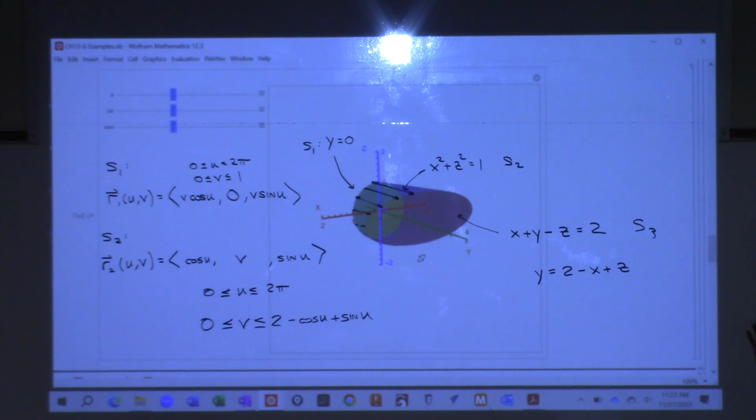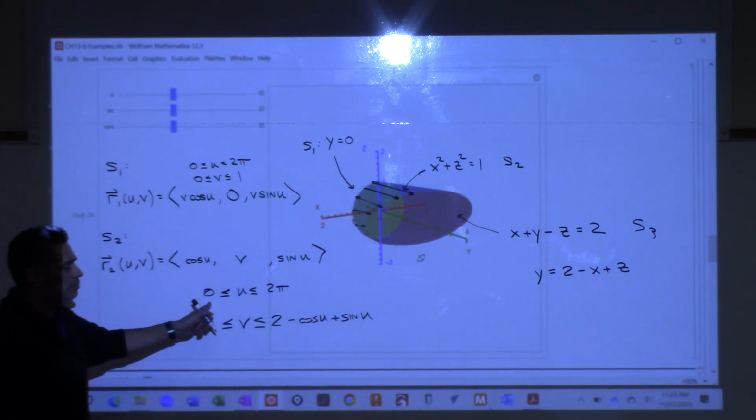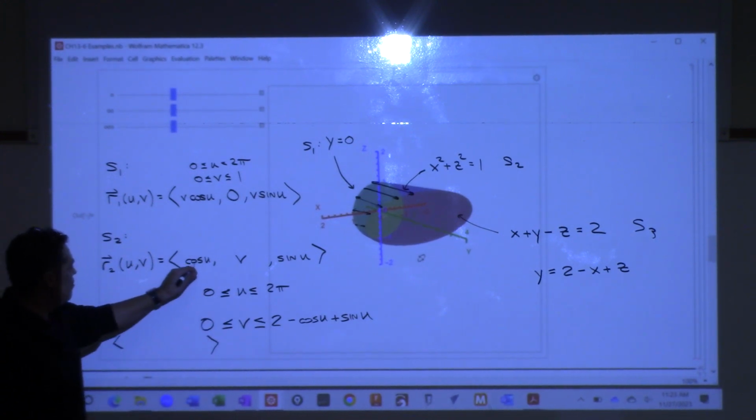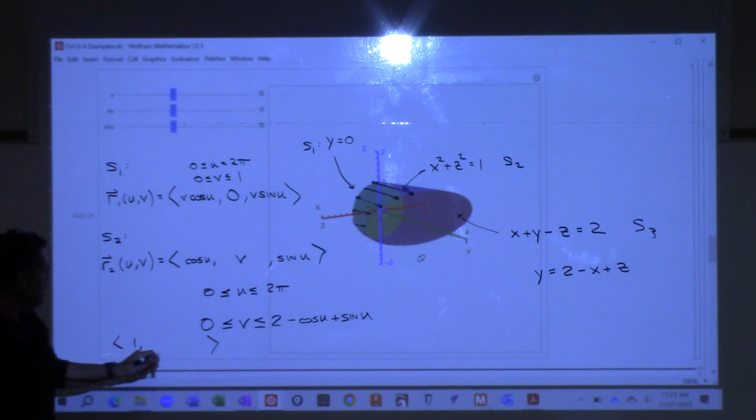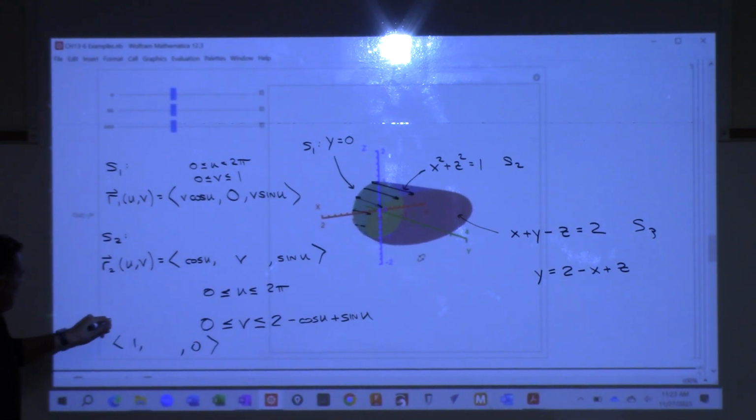Let's pick a value of u. Okay, I want to fix a value of u. Let's let u be 0. If u is 0, let's see where we are. If u is 0, what's cosine of 0? 1, and sine of 0 is 0. So if I let u be 0, that's where I am.